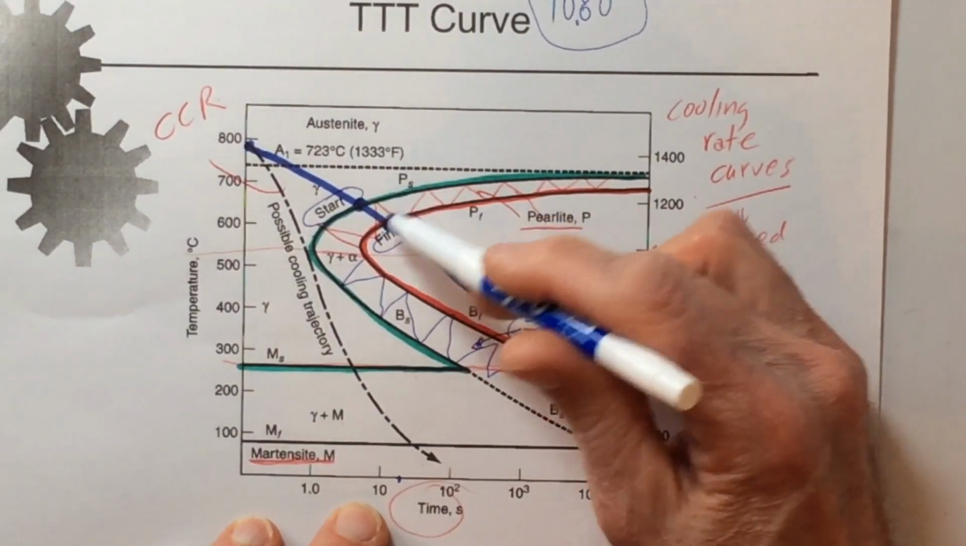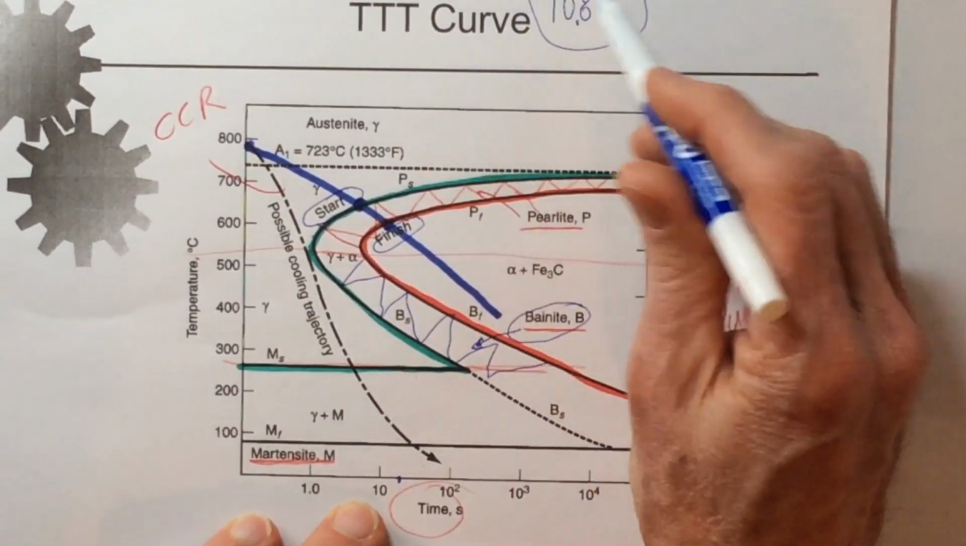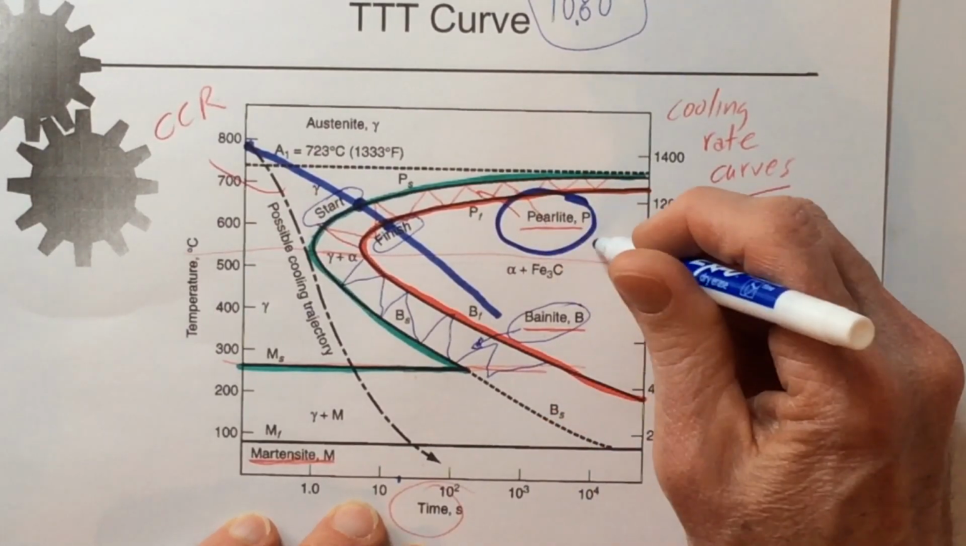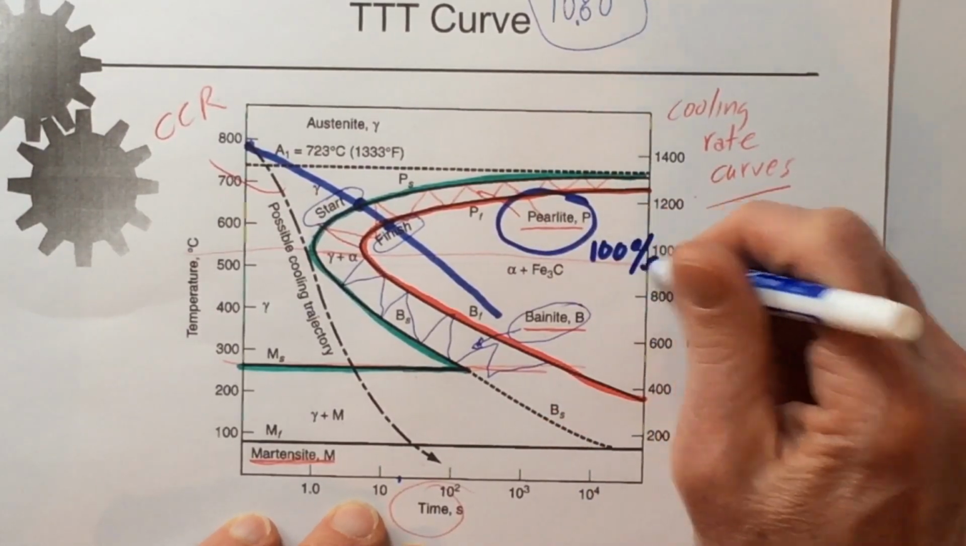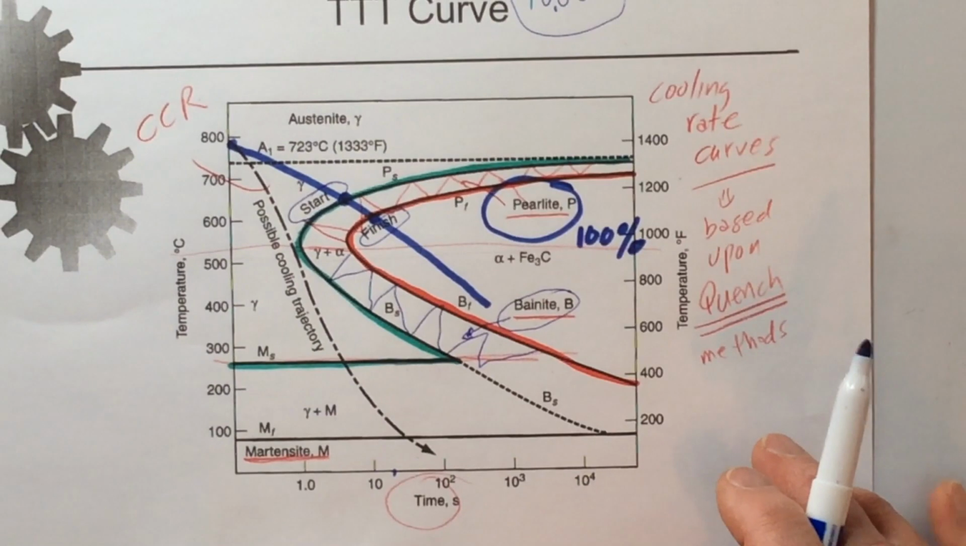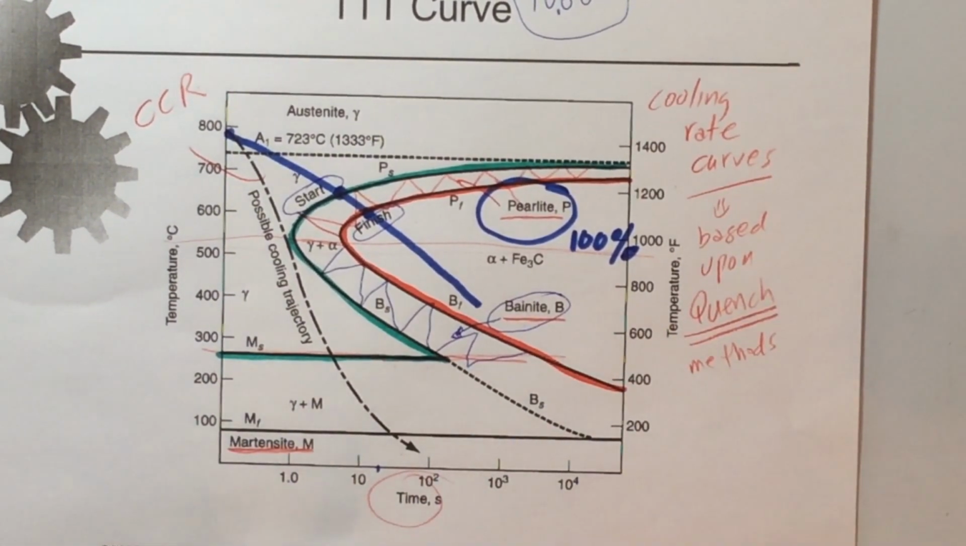So the product you would have gotten out of this quench from this particular steel would have been a 100% pearlite structure. And you remember what that looks like. It's just a bunch of those plates. A 100% pearlite structure.